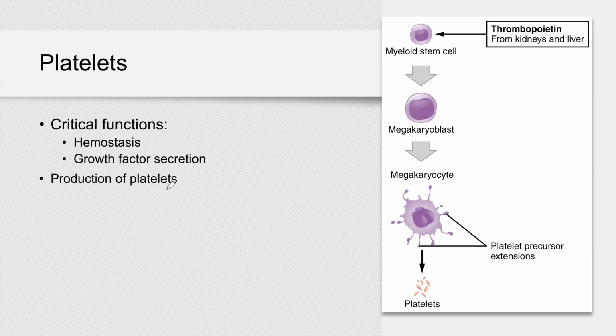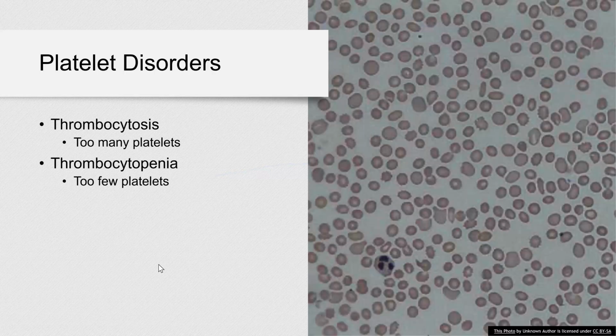Production of platelets, I guess, refers to the diagram right there that we already covered. Platelet disorders include thrombocytosis, too many platelets, and thrombocytopenia. So you see this penia again, too few platelets. For example, over here is thrombocytopenia, because I really see like one. Remember, we should have more platelets than white blood cells.